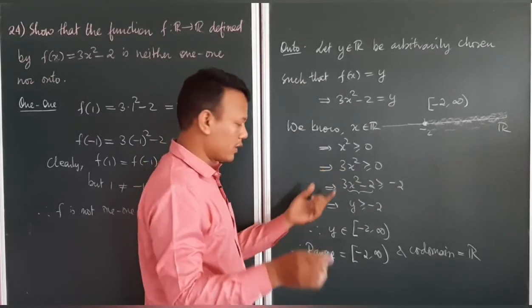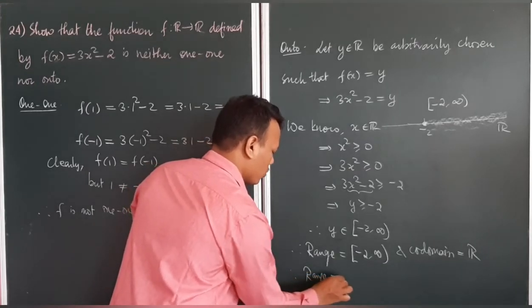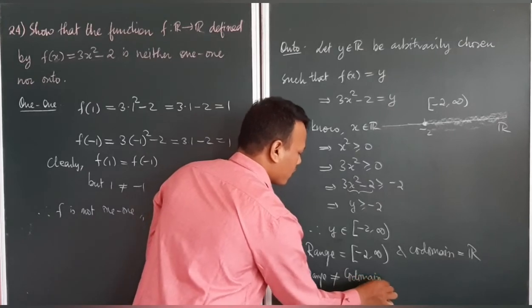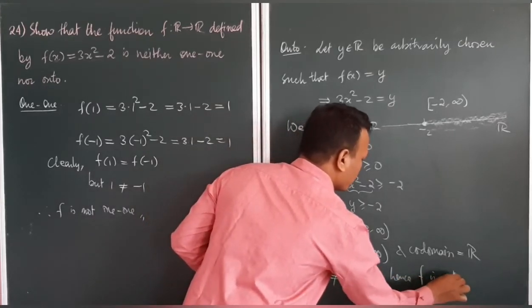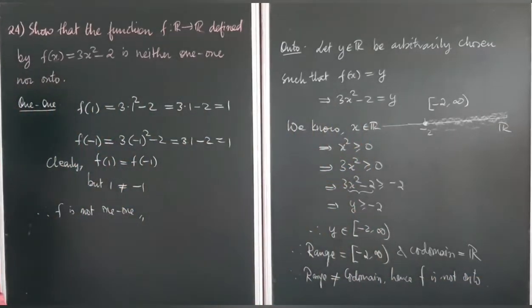So that's what you need to write at last. Okay, since range is not equal to codomain, hence f is not onto. So pause the video and note it down.